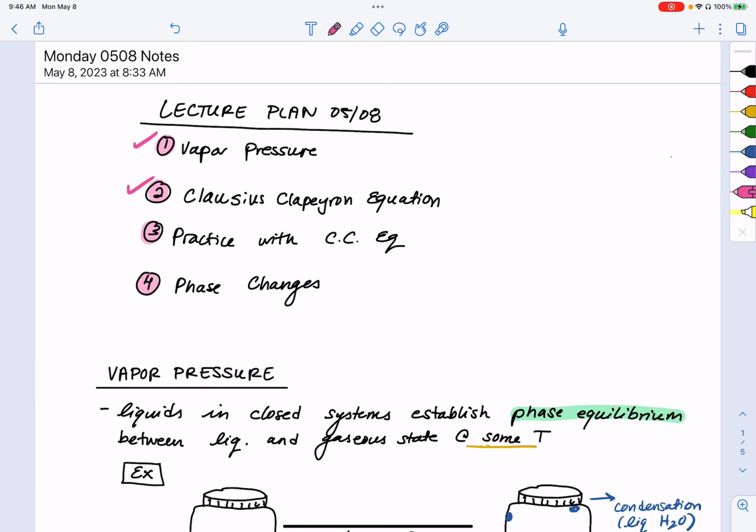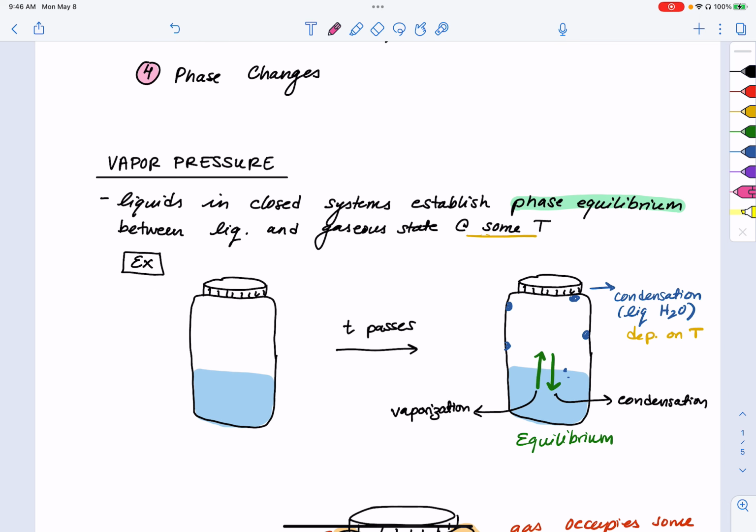All right. So now that we've practiced the Clausius-Clapeyron equation, let's do a little intro to phase changes, because we've already talked about them at the beginning of the year, but let's talk about them now in terms of energy. And then we will talk about the remaining phases, which are our liquids, and then a little bit of solids to close out the year.